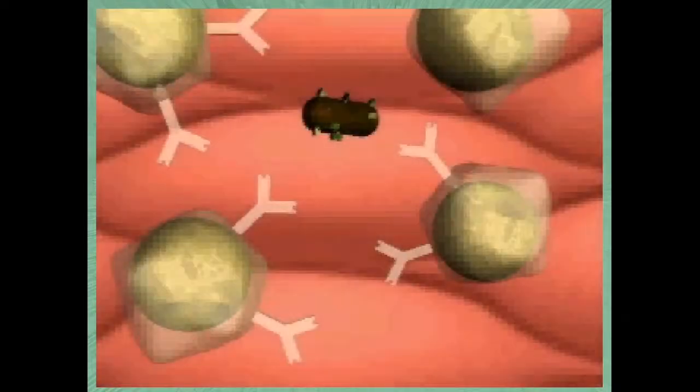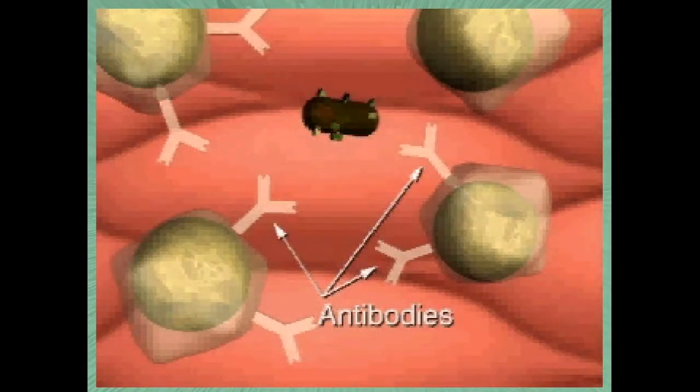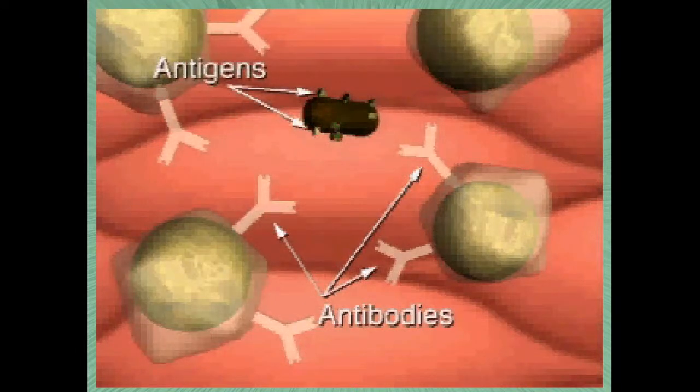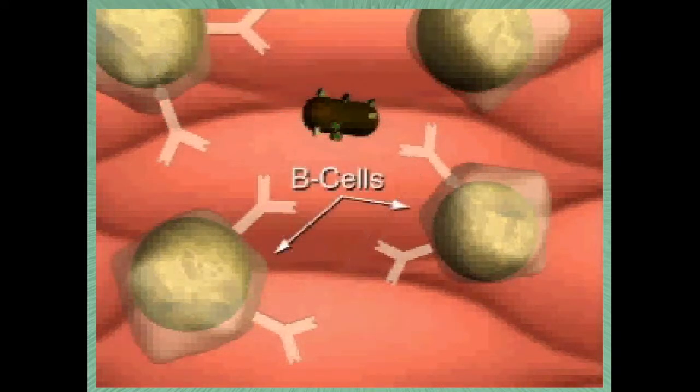So the immunoglobulins, also known as the antibodies, will help to destroy genetically foreign agents. Antigens are the genetically foreign substances, and antibodies are the immunoglobulins produced by the B cells.